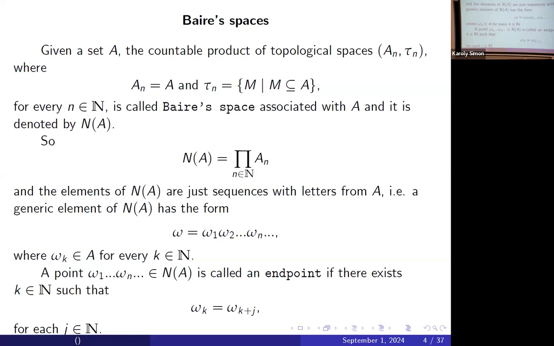So the generic element of N^A, which is denoted by omega, actually is an infinite word with letters from A, and we will denote the letters by omega_1, omega_2, and so on. Such a point is called an endpoint if, starting with some position, all the letters are the same. So if we can find a k such that omega_k is the same as omega_(k+j) for every j.